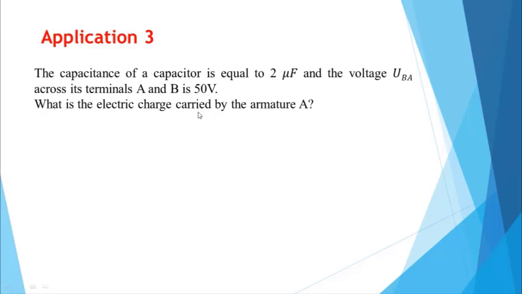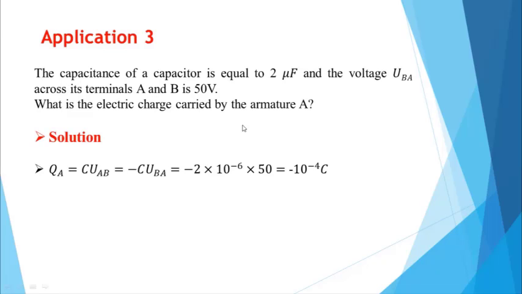In this application, I have to find the electric charge which is carried by the armature A of a capacitor, where its capacitance is equal to 2 microfarad and the voltage UBA across its terminals A and B is 50 volts. QA, as we said before, should be equal to C UAB, but UAB is equal to minus UBA. Why did we use here UBA? Because in the given, UBA is given and not UAB. UBA in this case is positive and it is equal to 50 volts, which is substituted here.